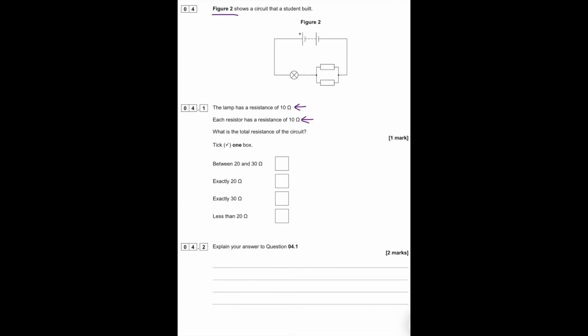So the total resistance of the circuit is going to be less than 20 ohms, and this is because the lamp's resistance of 10 ohms is added on to the resistance of the resistors in parallel. Now, if each one of these in parallel is 10 ohms, then the total resistance in parallel has to be less than the lowest resistor in the parallel circuit. So if we add less than 10 to 10, it's going to be less than 20.